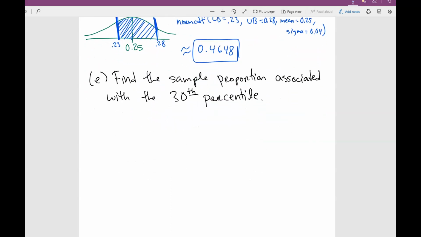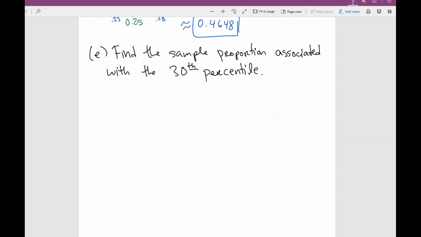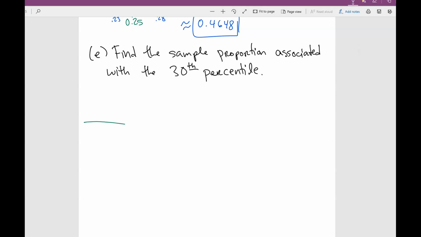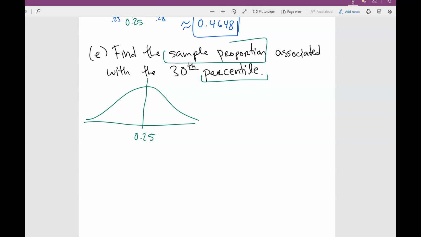Okay, and now my last question. So find the sample proportion associated with the 30th percentile. Okay, so now let's draw a normal curve again. So my mean hasn't changed, it's still 0.25. Now what we're looking at, my keyword here is percentile. Okay, so we're not looking for probability, we're looking for the sample proportion. So what p hat is associated with 30% being below it. So here we're looking for what p hat is associated with 30% below it. That's basically what the percentile means.